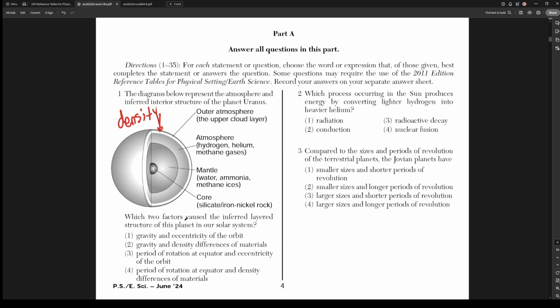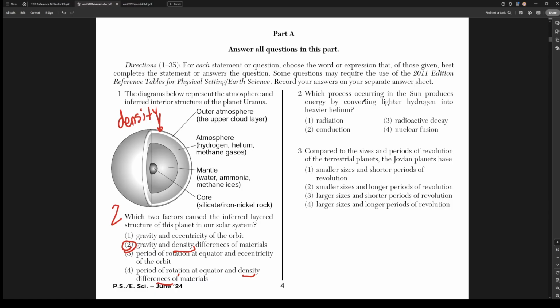Okay, so we definitely want density, right? So there's density here, so anywhere else, density here, yeah. So one of those. What's going to make certain layers get to the middle is gravity, which is going to pull everything in. So gravity and density differences is going to be your best answer here. Period of rotation doesn't have anything to do with the interior structure.